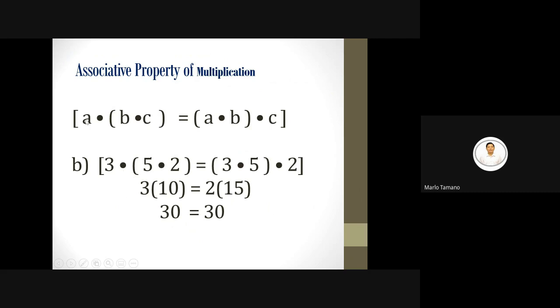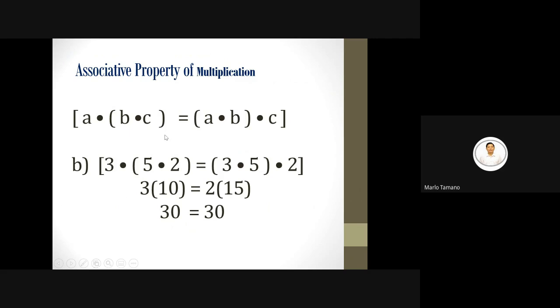So, suppose our A is 3. The value of A is 3. The value of B is 5. The value of C is 2. The value of A, again, at the right side naman po, 3. The value of B is 5. The value of C is 2. So, let's see. Let us simplify this one.